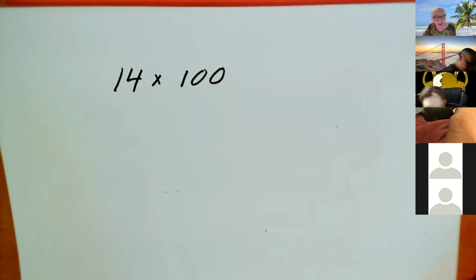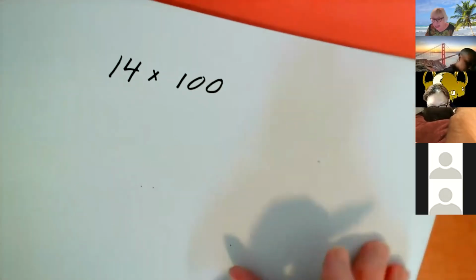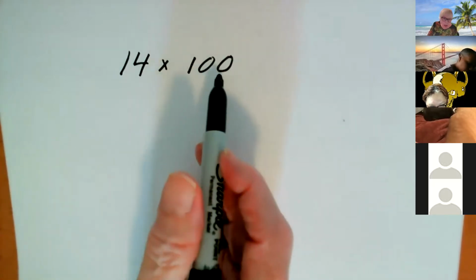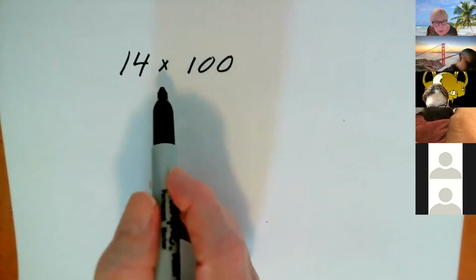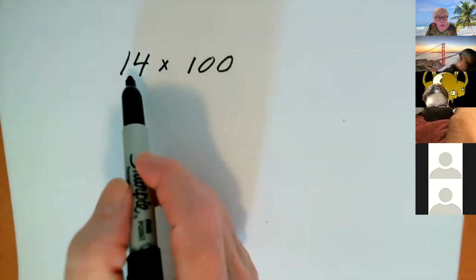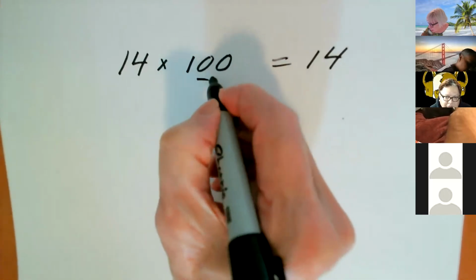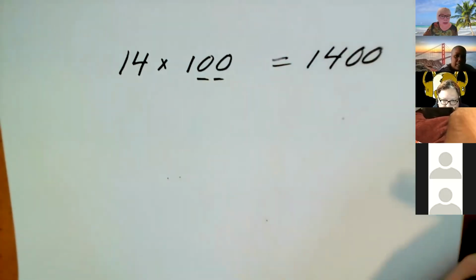Sometimes multiplication can be done easily. And in this case, when you multiply by 10 or 100 or 1,000, you can do it easily. So it's 14 times 1 is 14 with two zeros. Do you do it like that?